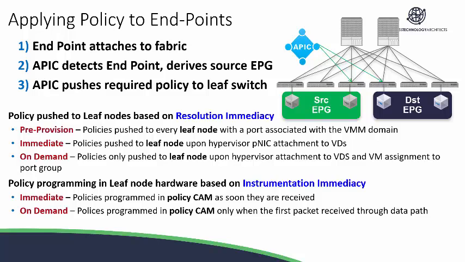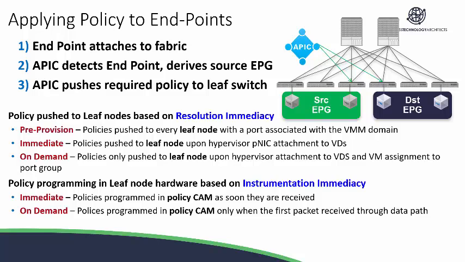Pre-provision means as soon as I associate a port with the VMM domain, it'll push the policies over. So it'll push the port groups down to vCenter. Immediate, it will do it as soon as I connect a physical NIC to my distributed virtual switch. Or on demand, it will only push to the leaf node when I assign a VM to that port group. Now, resolution immediacy covers APIC file system storage space, which is a lot cheaper than actual TCAM space.